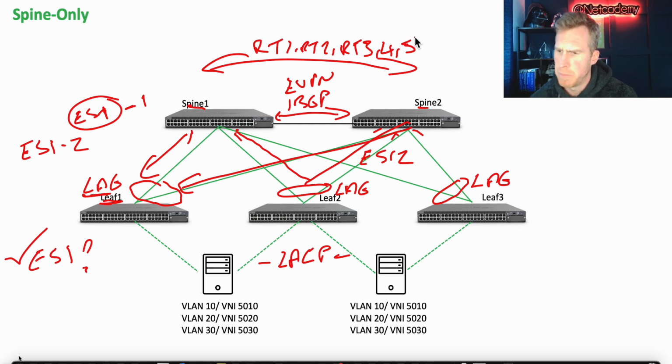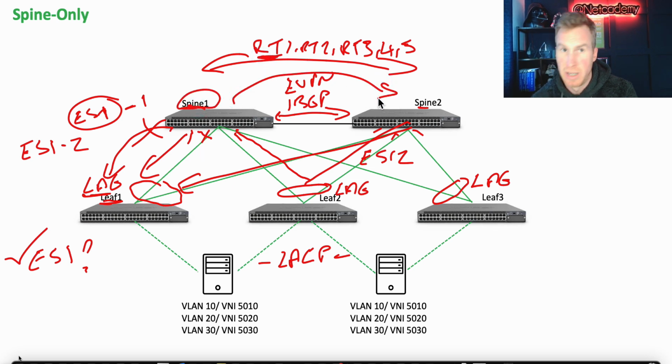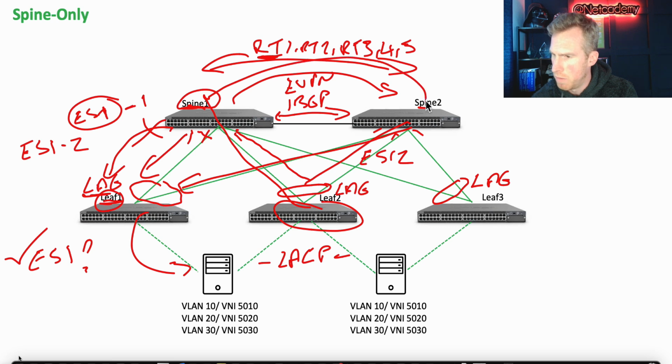And this is important because if this link here between spine 1 and leaf 1 goes down for whatever reason, the interface fails, the optics fail, someone disconnects the fiber, the list goes on, spine 1 is going to advertise via that route type 1 over to spine 2 that it's lost the connection to leaf 1 and thus to that server here. And if it wanted to get traffic from leaf 2 up through spine 1 to leaf 1, it could do so via spine 2.